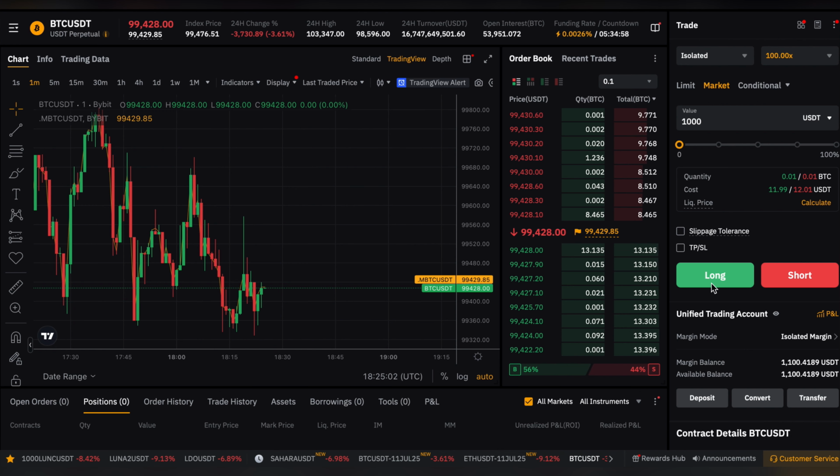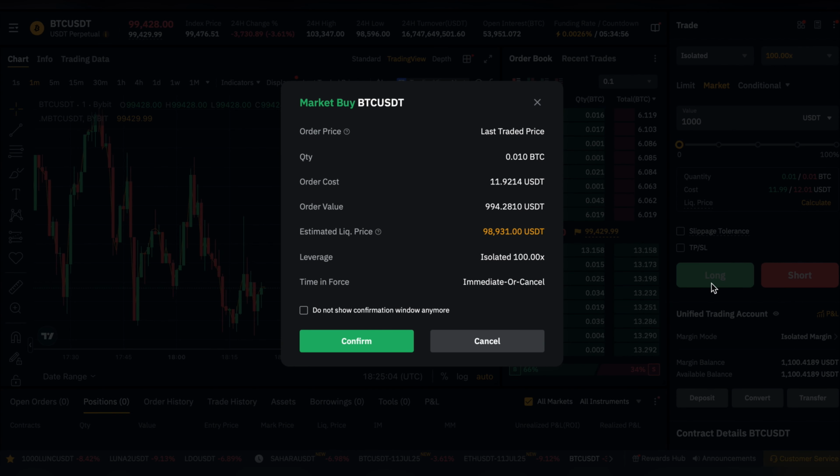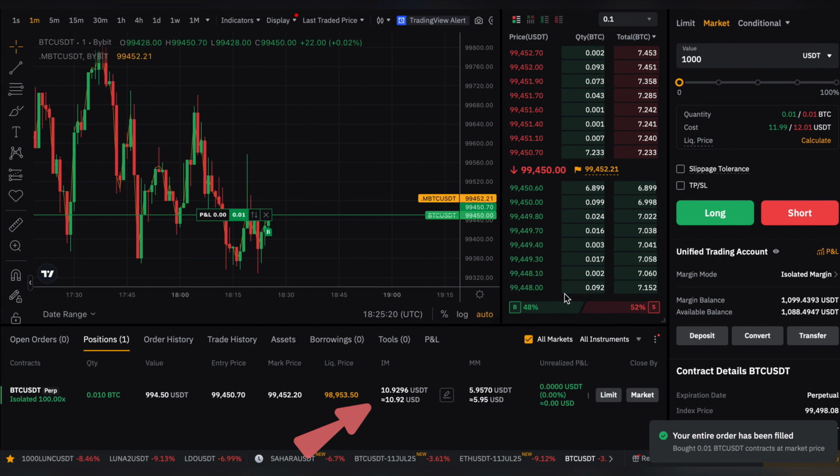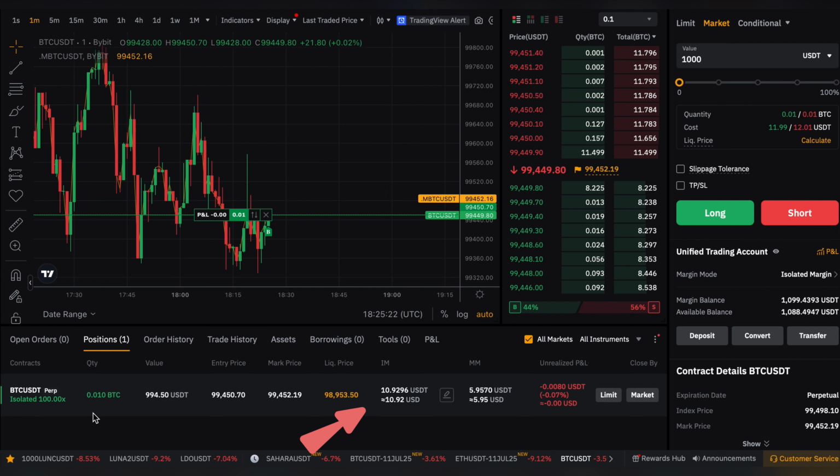Let's double check. Isolated, 100x leverage. Order value $994. Order cost $11. Liquidation price $98,931. Opening the trade. So what do we see? I used just $10 to open a $994 position. Nearly 100x leverage in action.